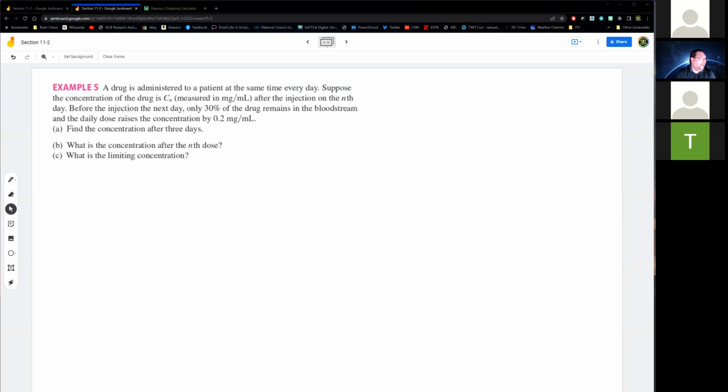So the drug is administered. You're administering 0.2 milligrams per milliliter, so 0.2. And before the injection, 30% of the drug remains in your system. So on day 0, actually we can do this one. So C(n+1), we have the 0.2, and then we have the 0.3 of whatever the value before that one was. So that's my sequence that I'm looking at.